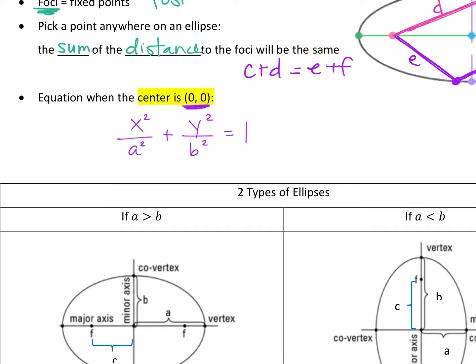Something to maybe just note, because every answer will look very similar, this will never change. So x squared over something plus y squared over something equals 1 will be every equation that you write today. So it's always going to start like that. Our job is to figure out what is our a squared and what is our b squared. Okay? Where have you seen a squared and b squared together before?